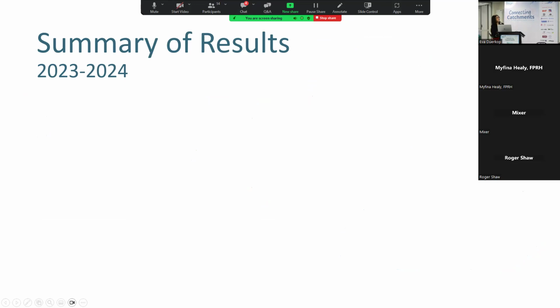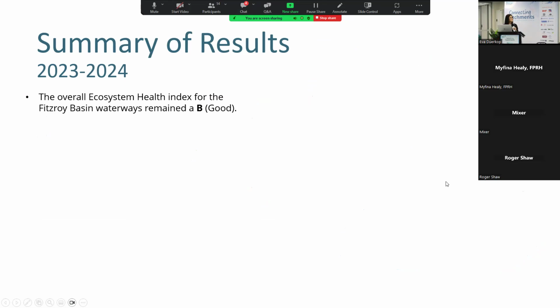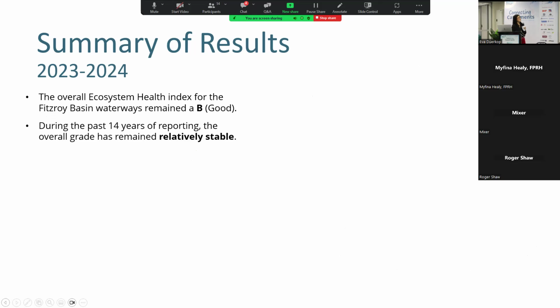All right, cool. The overall ecosystem health for the Fitzroy Basin waterways remains a B. Good. So a big pack here. Although we haven't had flows. I was going to say, we haven't had flows. So there's time for us to prepare the catchment, okay? During the past 14 years, the overall grade for the Fitzroy Basin has been relatively stable. And I'll talk about the stability and a little bit of the concept of resilience later on.